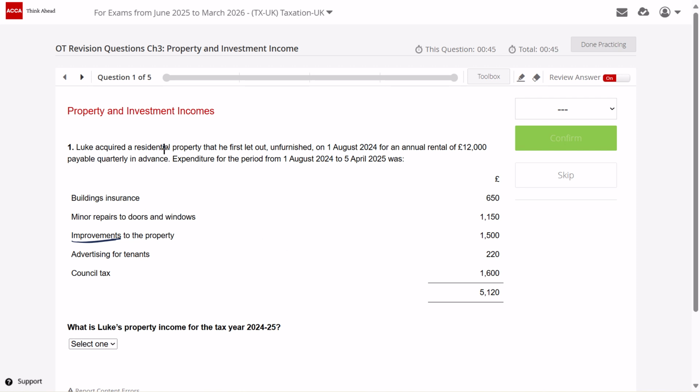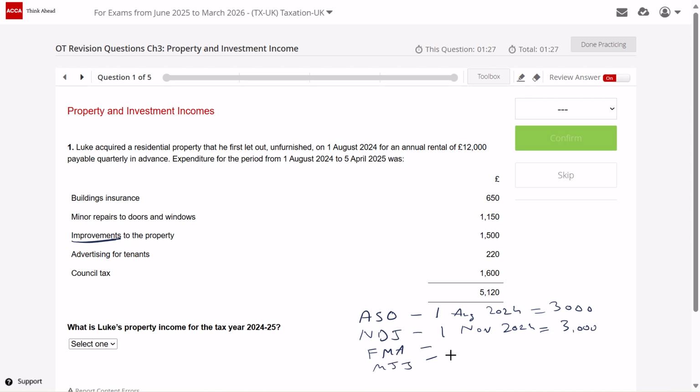Now, Luke acquired a residential property that he first let out unfurnished on 1st August. So rent is payable quarterly in advance. So August, September, October, November, December, January, February, March, April, and then May, June, July. For the August, September, October quarter, the rent is payable on 1st August 2024. That will be nothing but £3,000. Then for November, December, January, it would be payable on 1st November 2024. That is again £3,000.